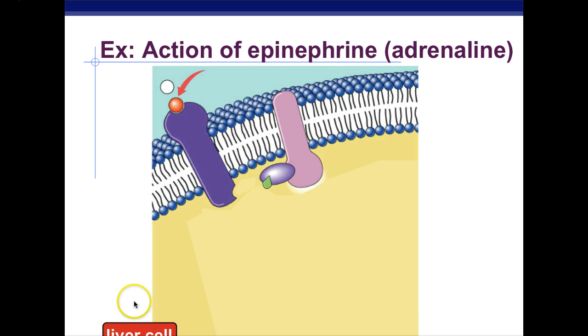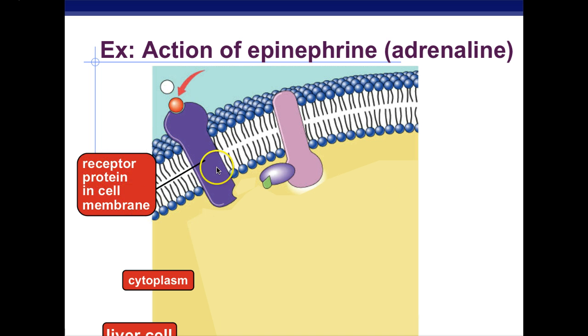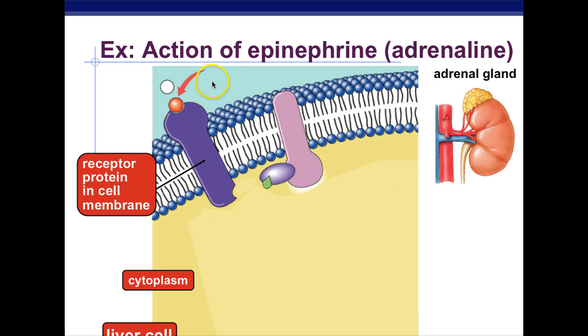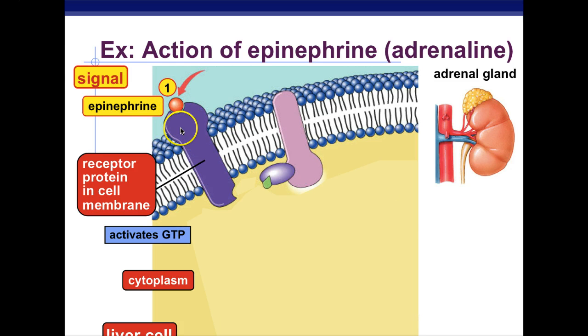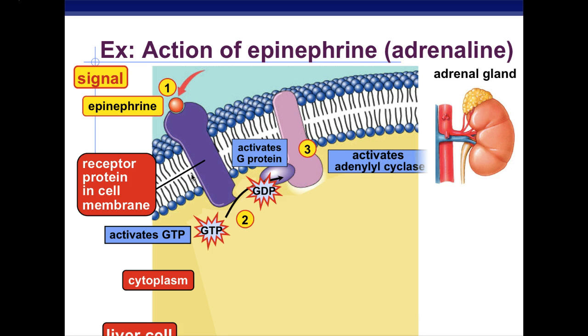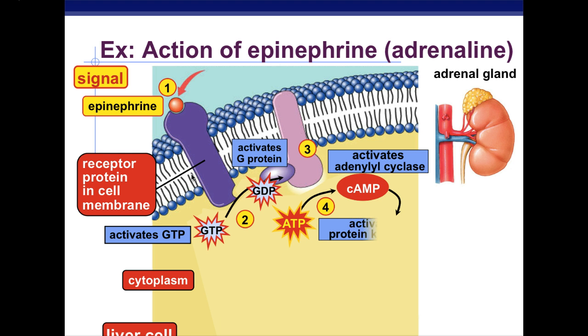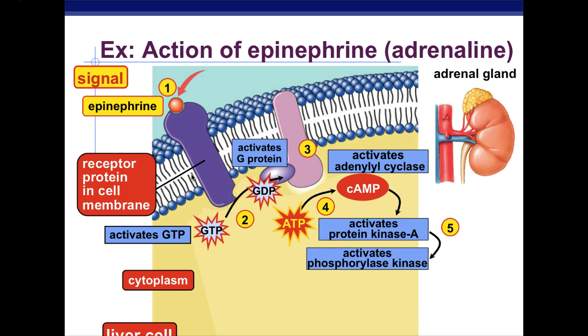The target cell in this case is going to be the liver, the cytoplasm of the liver cell, the receptor protein in the membrane. And so the signaling molecule, epinephrine, comes from the adrenal gland, this little gland that sits above the kidney. And epinephrine will be received by the receptor. This is our signal. It's going to activate GTP to activate a series of proteins within the cell. So again, the names aren't important. What you need to realize is that the series of steps are the same.